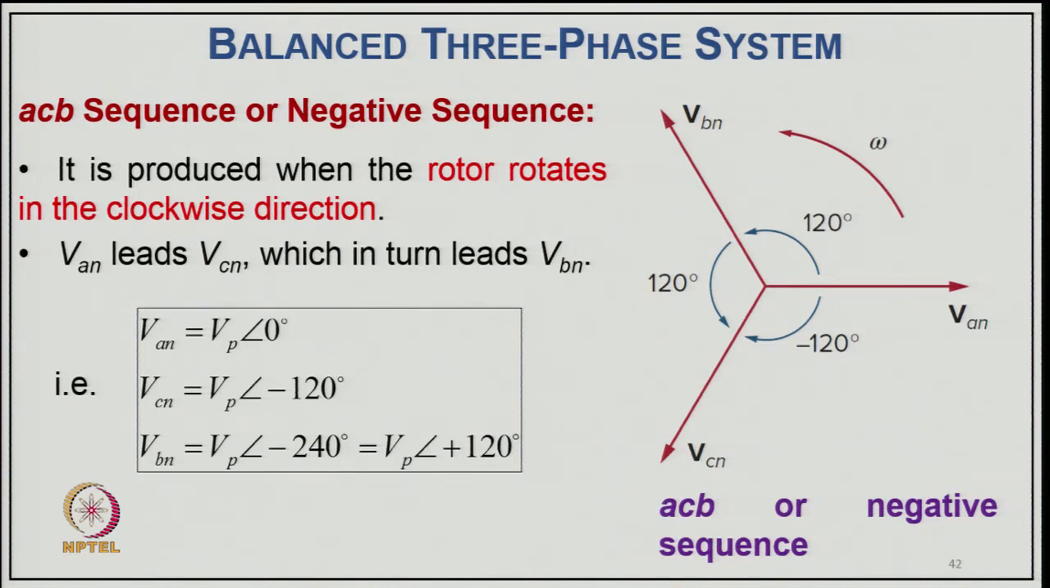It is produced when the rotor rotates in the clockwise direction, typically the opposite direction, and here Van leads Vcn. So, if we consider Van as Vp at the angle 0, then Vcn is Vp at the angle of minus 120 degrees, and Vbn is Vp at minus 240 degrees, or Vp at the angle of 120 degrees. The only difference is that the last 2 voltages get interchanged, which changes the direction of rotation and the phase sequence of the rotating magnetic field. So, this we call negative phase sequence.